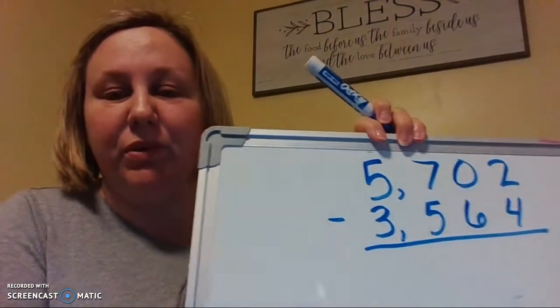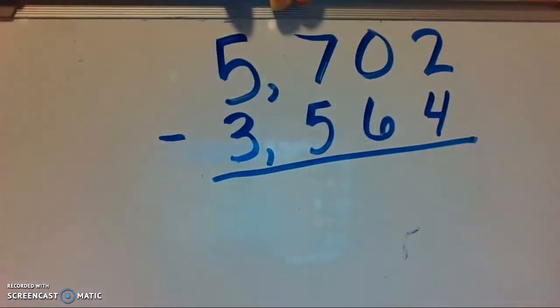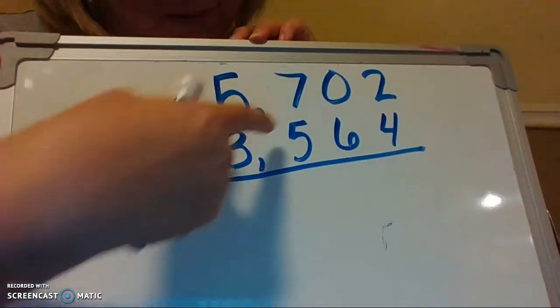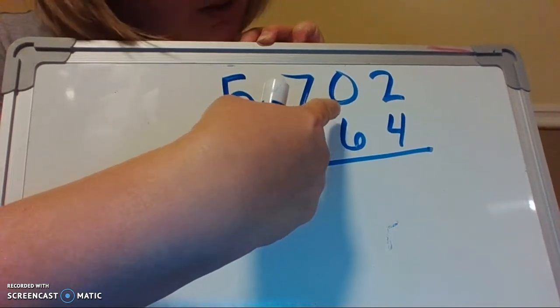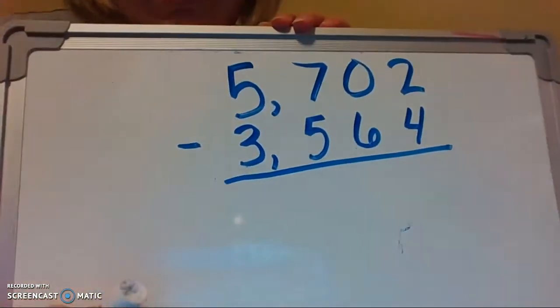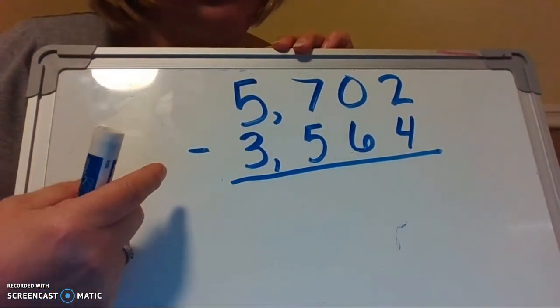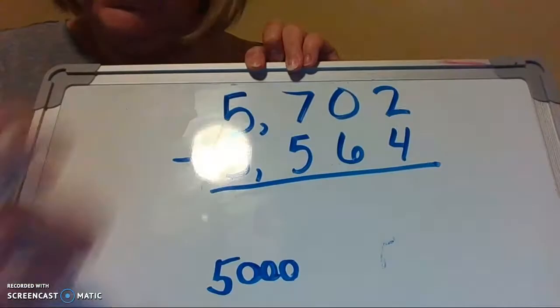So y'all have been working on subtracting 4-digit numbers. And today we are going to learn about what to do when there is a zero, like right here there's 0 tens. So I'm going to rewrite this problem a little bit differently just to show y'all what it's going to look like.